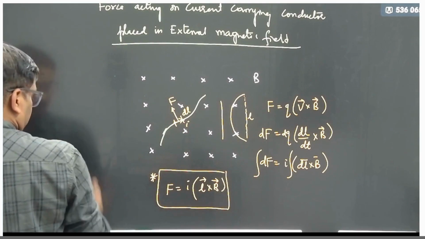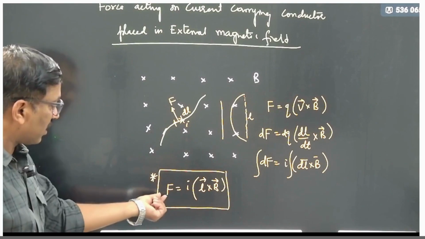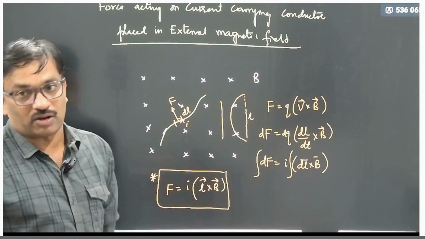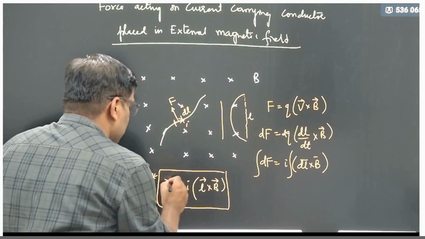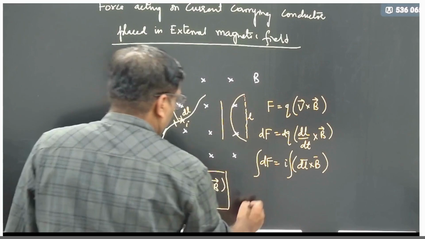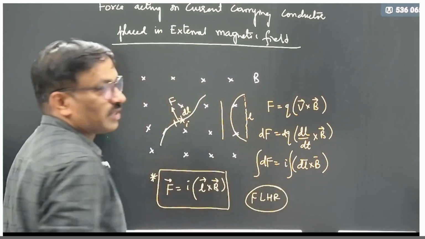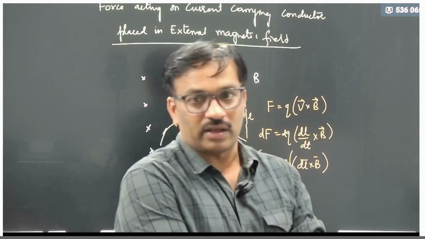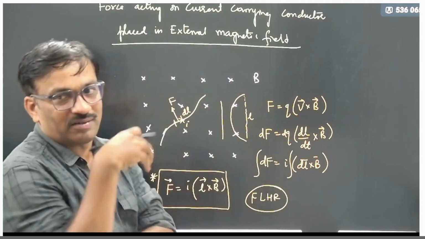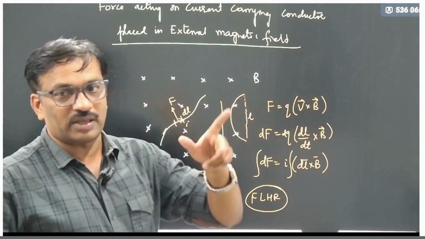So now, the force experienced by a current carrying conductor is F equals I into L cross B. How do we calculate this force direction? Again you can use the same thing, Fleming's left hand rule. There are three or four rules to identify the direction, but we'll go for the best one, very easy: Fleming's left hand rule.